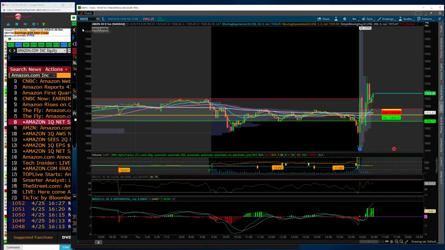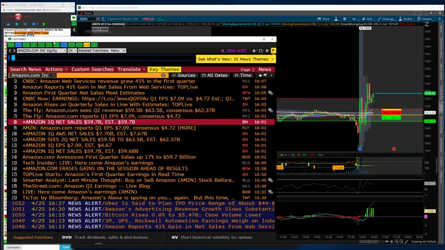So Amazon, what's going on with Amazon here after hours? They crushed their numbers in terms of their EPS, 709 versus 472. I didn't read to see why that number is so high. But remember, with earnings, it's all about the guidance, right? Their sales were right in line with expectations. That's that big red line on Bloomberg.